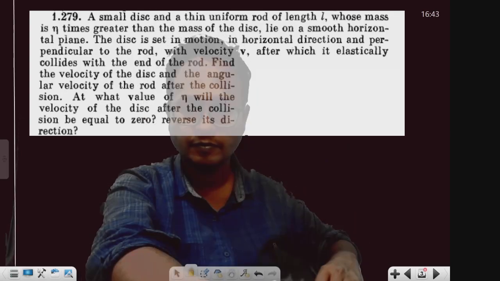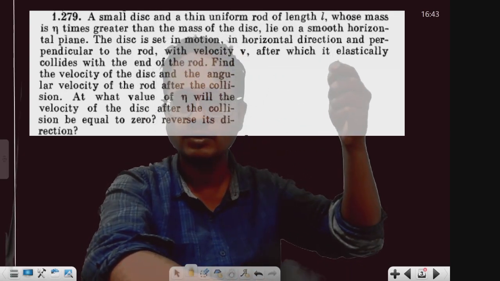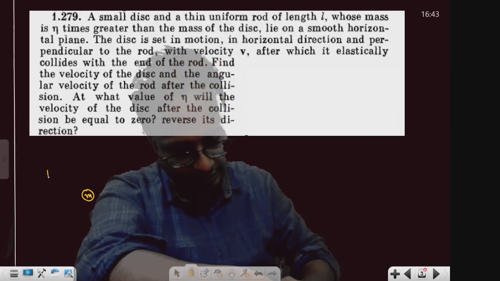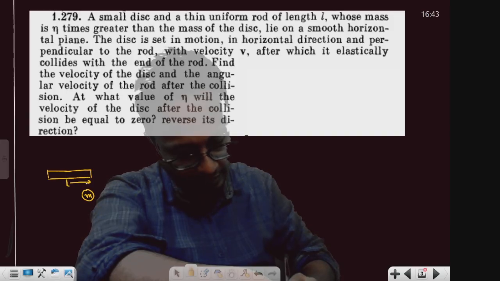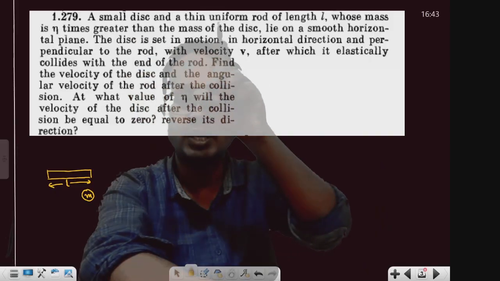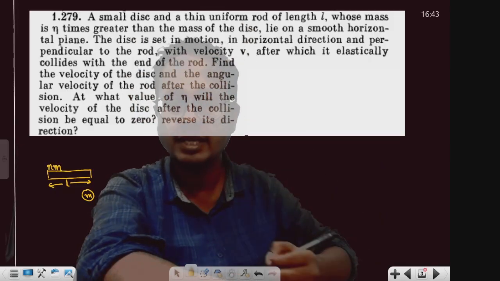In this question, there is a small disk and a thin uniform rod of length L, whose mass is n times greater than the mass of the disk. That means if the mass of the disk is m, the mass of the rod is n into m.